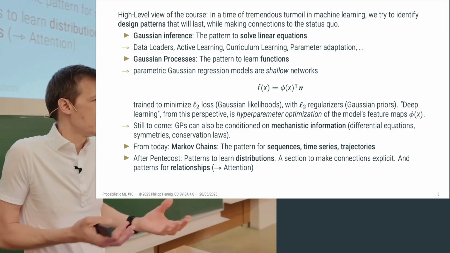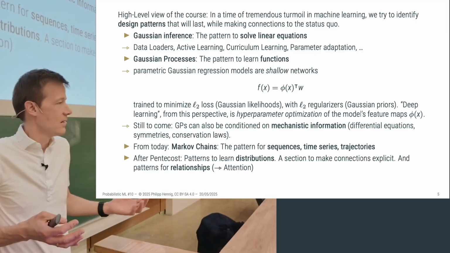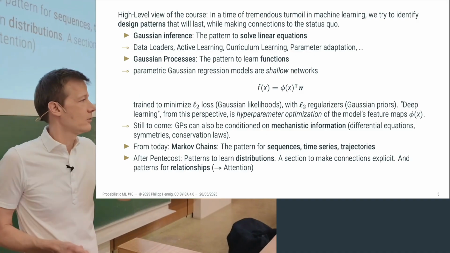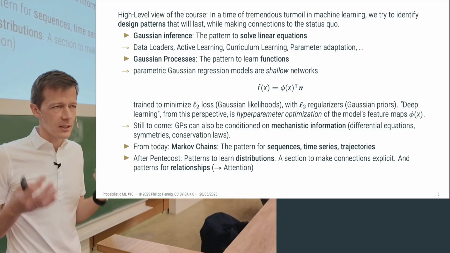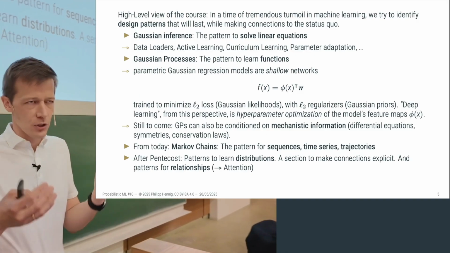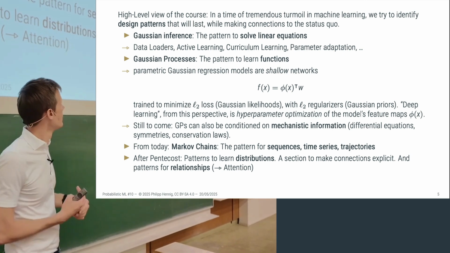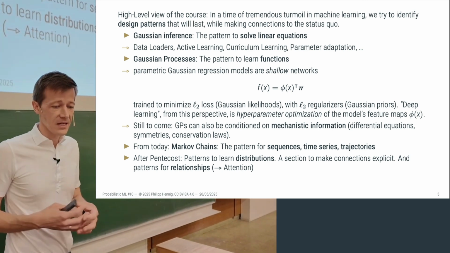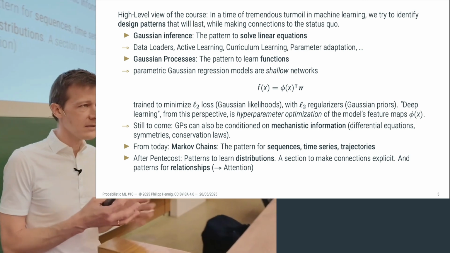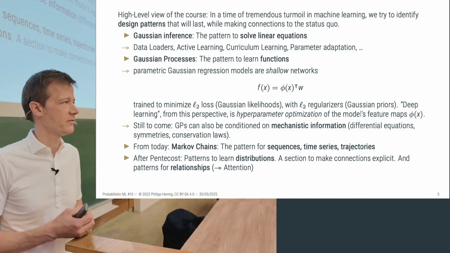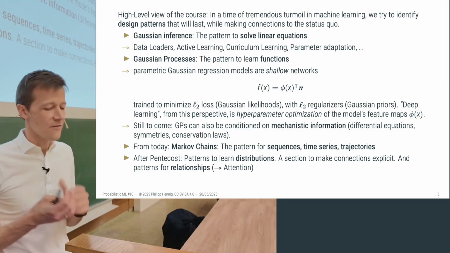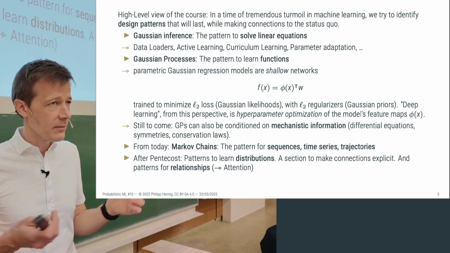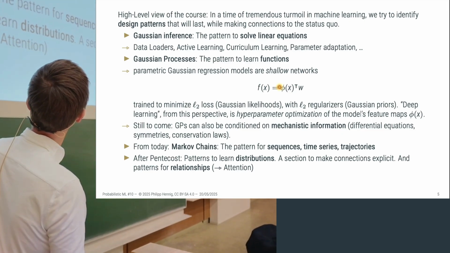So functions are obviously a very important concept in mathematics, relationships between inputs and outputs. And we encountered the Gaussian mechanism as the Gaussian learning, the Gaussian inference process as a very powerful tool to quite generically describe the process of learning a function from data. First, we did this with parametric models, with models that look like this.